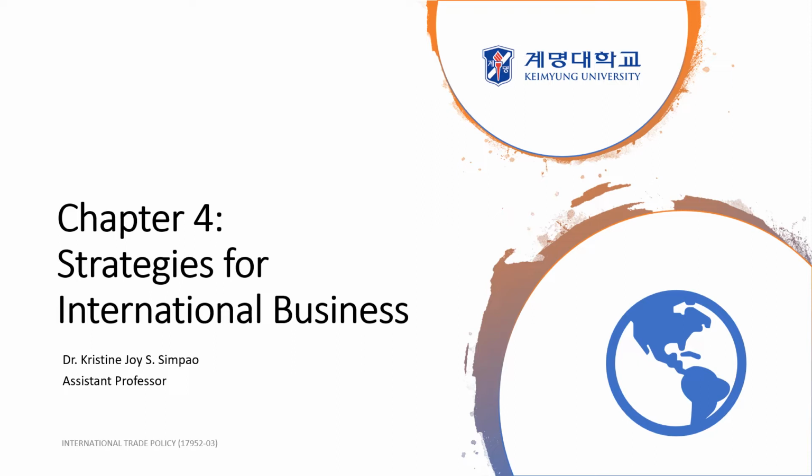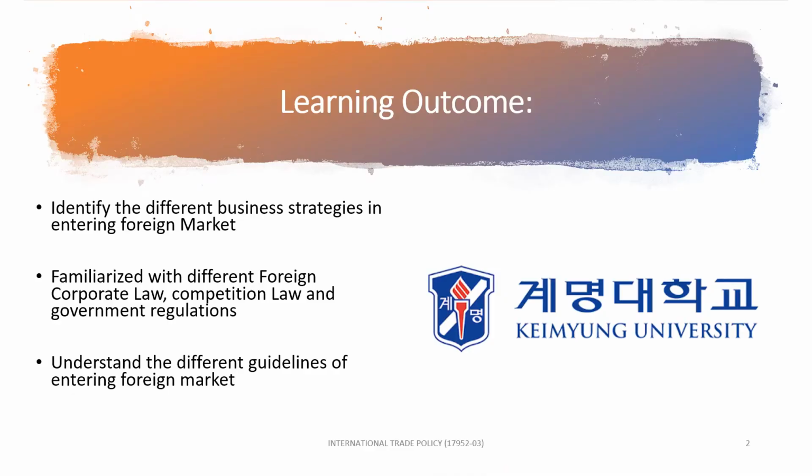For this chapter, we are going to understand the process of expanding and competing in globalized markets. Our objective in this chapter is to identify the different business strategies in entering foreign markets. Secondly, let us familiarize ourselves with different foreign corporate law, competition law, and government regulations. And lastly, let us understand the different guidelines for entering foreign markets. Again, our goal for this chapter is how a company could successfully enter the international market or other countries, facing several trade policies and several requirements in doing business in another country.